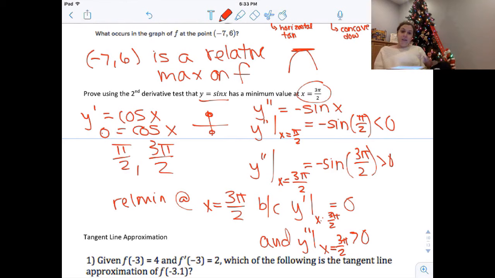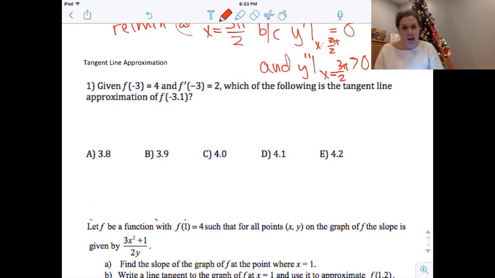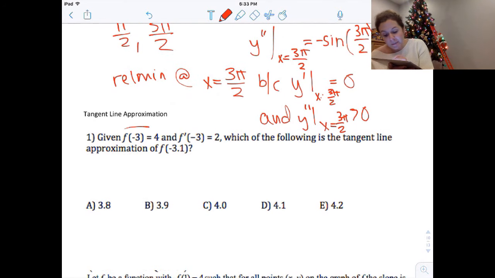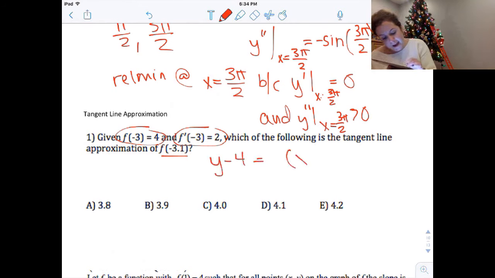All right, so linear approximation, all this means is find the tangent line and plug in the value you have to get a good estimate. So I know that this is a point. I know that that's my derivative at that point. What is the tangent line approximation of negative 3.1? So first thing you see when you see that is write the tangent line. So I'm going to do y minus 4 equals 2 times x plus 3. That's my point. My slope is 2, so there's the tangent line.